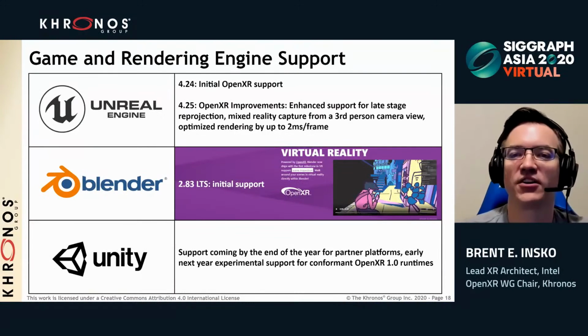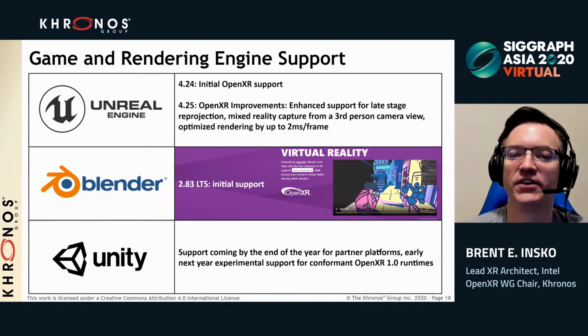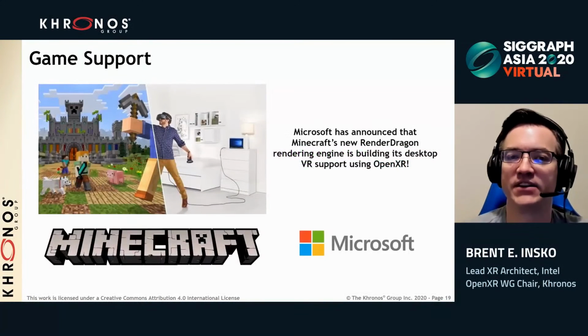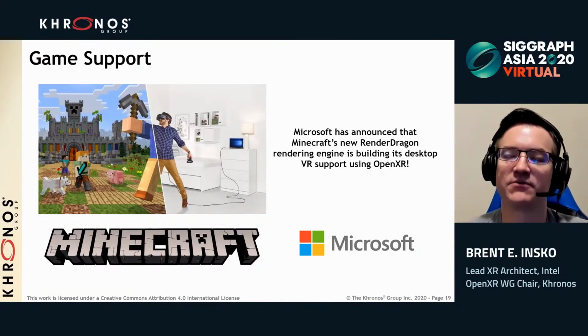By the end of the year, OpenXR will have wide support across game and rendering engines. Unreal Engine has supported OpenXR since last year and has since released improvements around performance and mixed reality capture. Blender has supported OpenXR since its 2.83 release in June, using OpenXR for VR scene inspection. And as mentioned earlier, Unity support is coming very soon. It's still early days for game support for OpenXR, but Microsoft has announced that Minecraft's new Render Dragon rendering engine is building its desktop VR support on OpenXR.